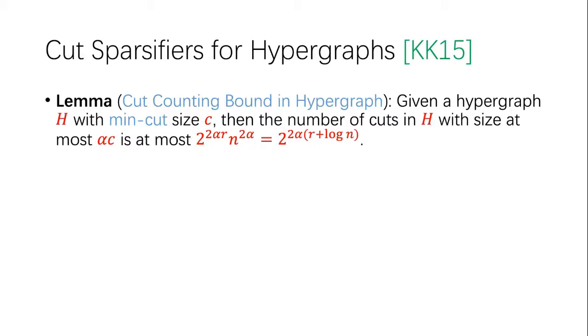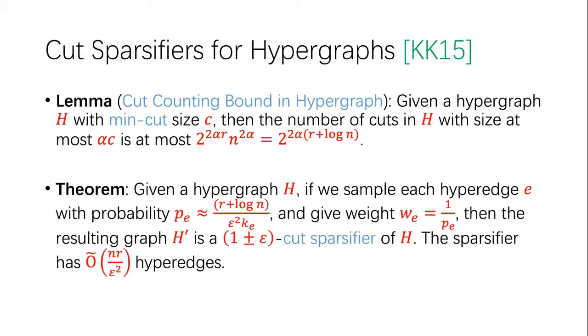So as a result, they prove that if we sample each hyperedge with probability (r plus log n) over epsilon squared times kappa e, then the resulting graph is a cut sparsifier, and it has order nr over epsilon squared hyperedges. So to improve the size of a hypergraph sparsifier, a natural idea is to try improving the cut counting bound. But it turns out that the cut counting bound is almost tight, so maybe we need a new approach.